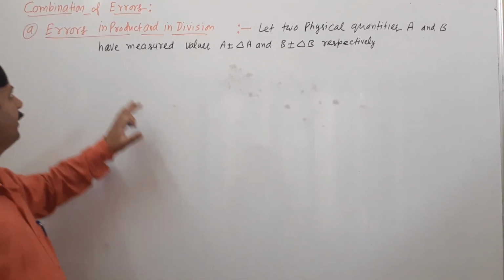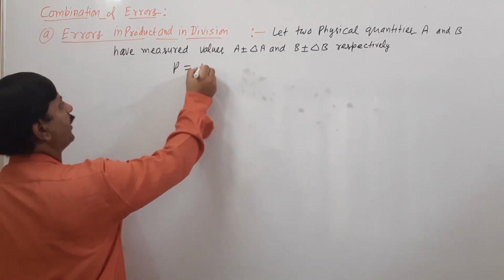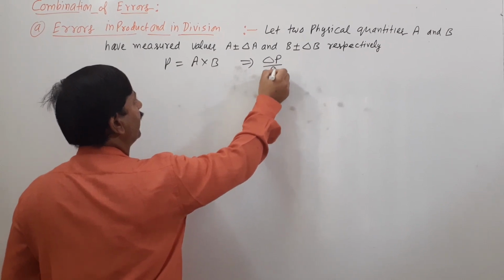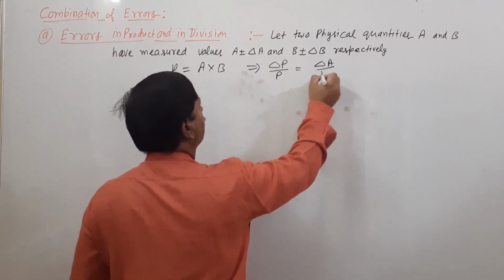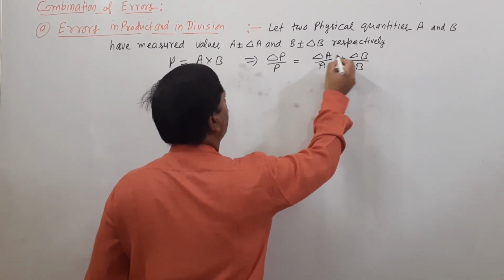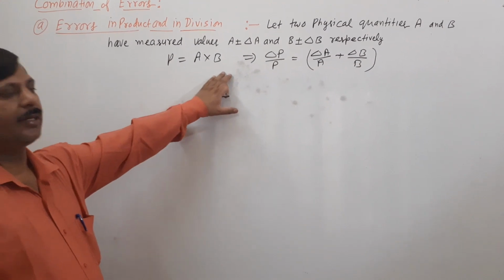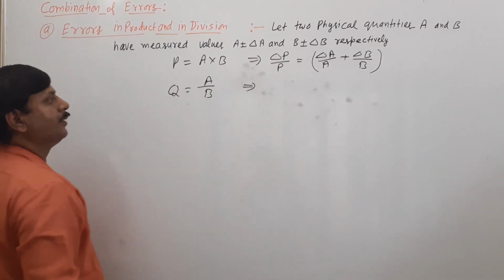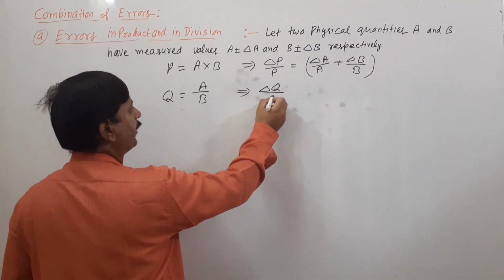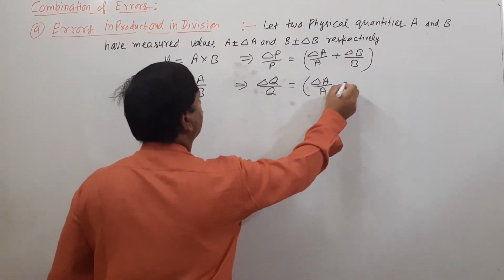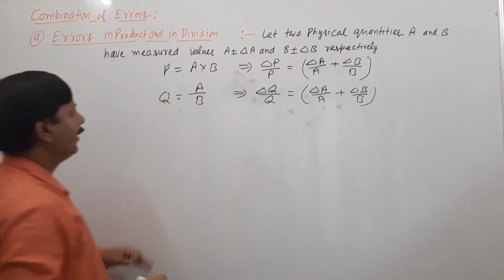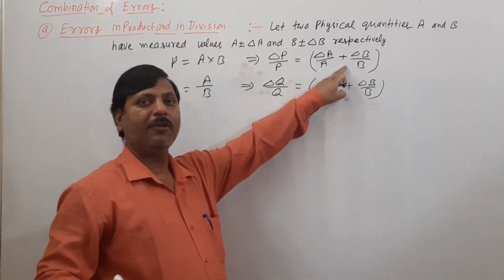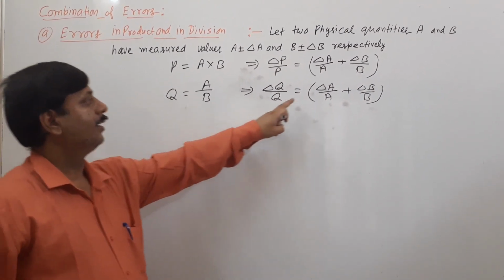I have told you about the product and division. In the product P equal to A into B, del P upon P is equal to del A upon A plus del B upon B. In the case of division, I have proved that for A upon B, del Q upon Q is equal to del A upon A plus del B upon B. In both cases, the relative error is the sum of the relative errors of A and B.